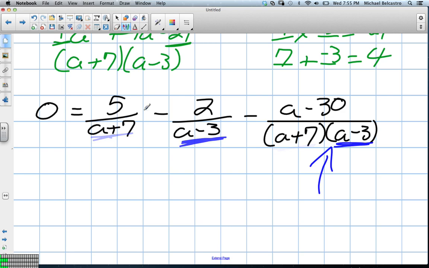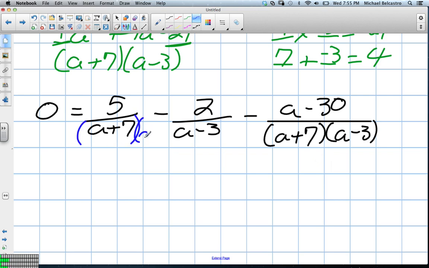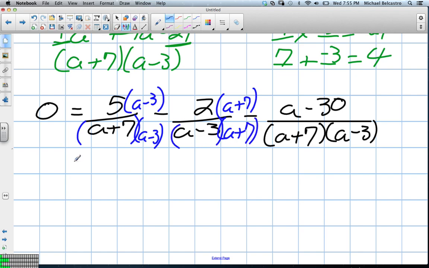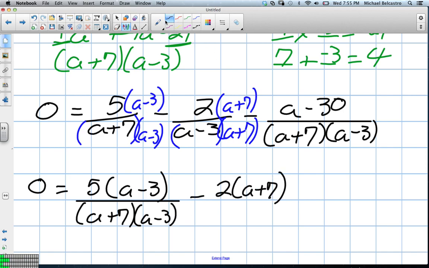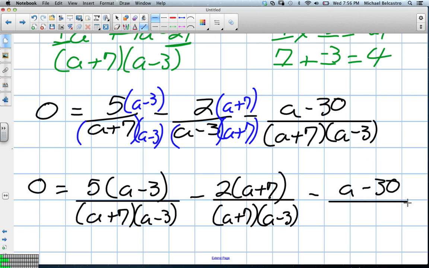In order to make these denominators that way, we're going to multiply the top and the bottom of each of the fractions. I'm going to multiply this guy by a minus 3, both the top and bottom. And we're going to multiply this guy by a plus 7. Exactly. Those come in brackets. Let's rewrite it again. 0 is equal to 5 times a minus 3 divided by our common denominator, a plus 7, a minus 3, minus 2 times a plus 7 divided by the same denominator again, a plus 7, a minus 3, and finally subtract a minus 30 divided by, again, the common denominator.